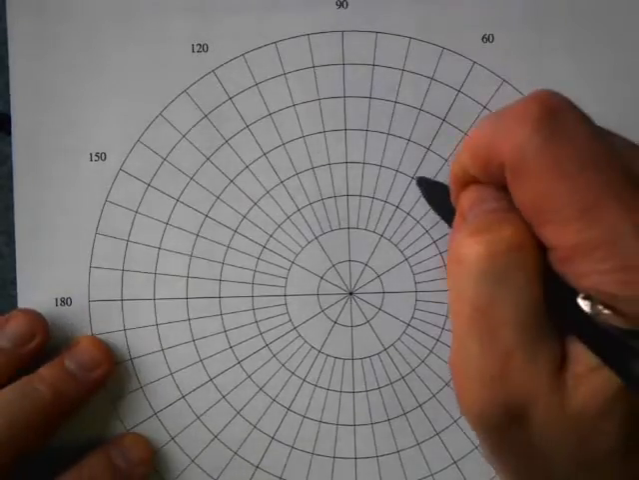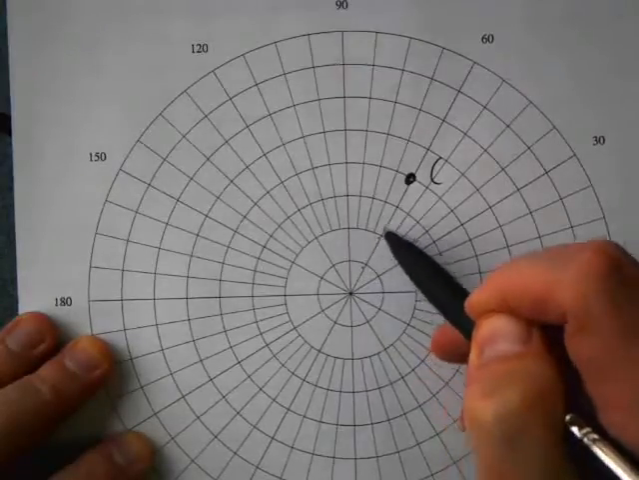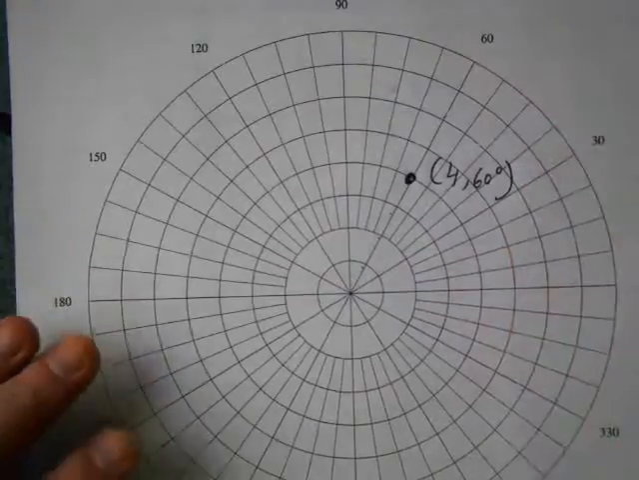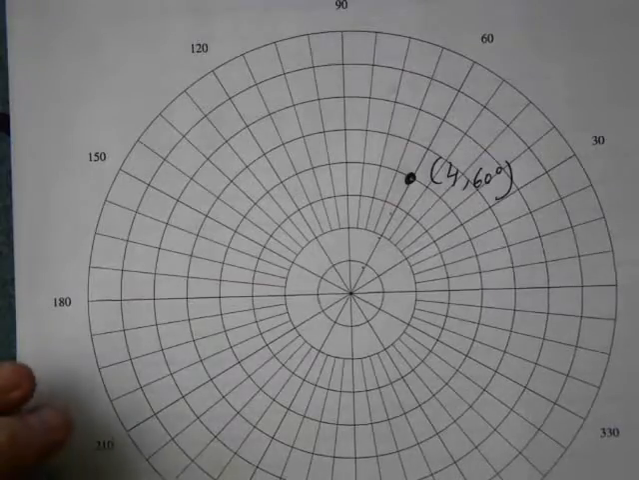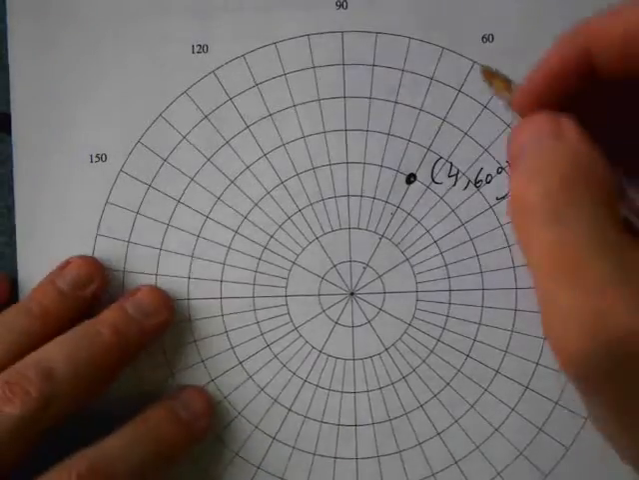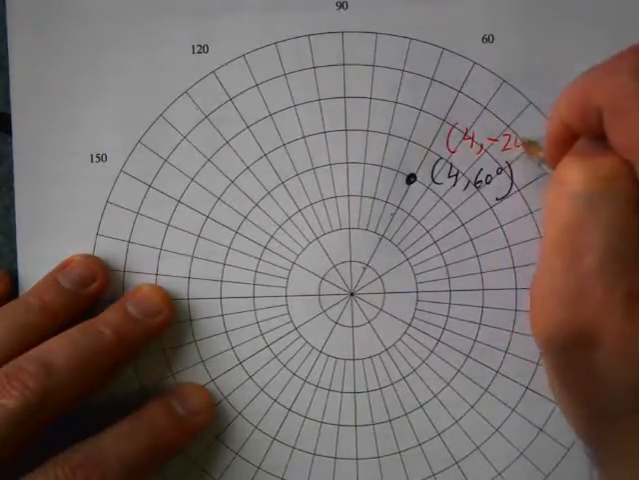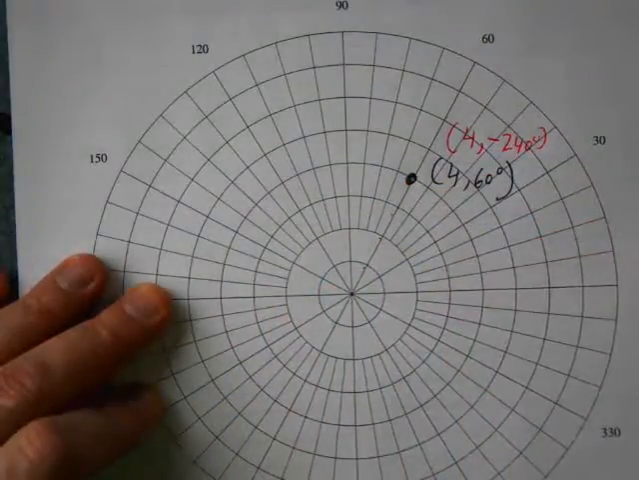Okay, so how about this point right here? This is 1, 2, 3, 4, 60 degrees. Give me some other names for that point. 4, negative 240, because you went backwards, and that would be 240.